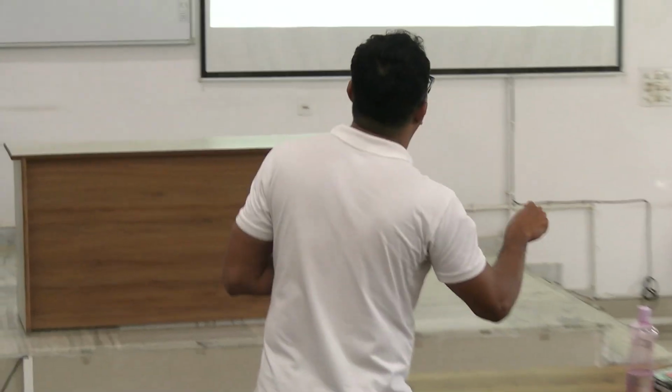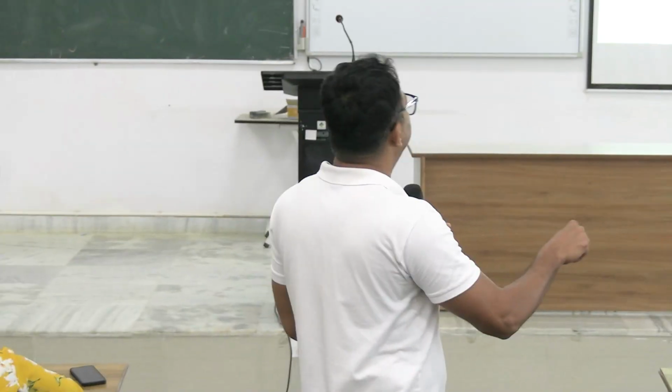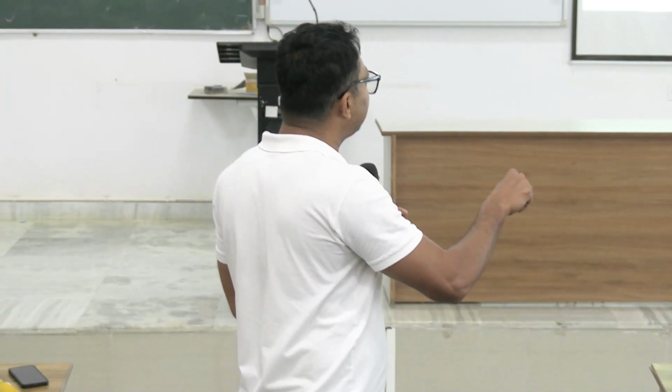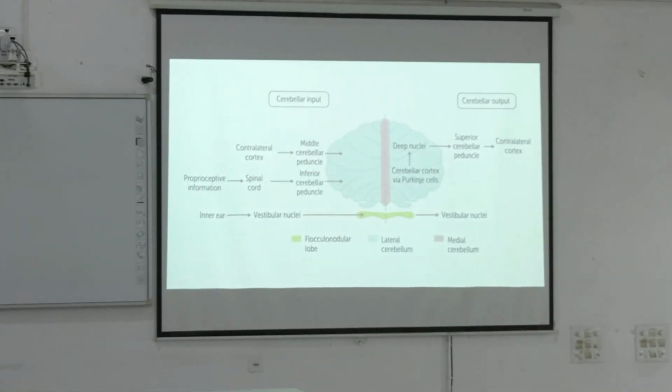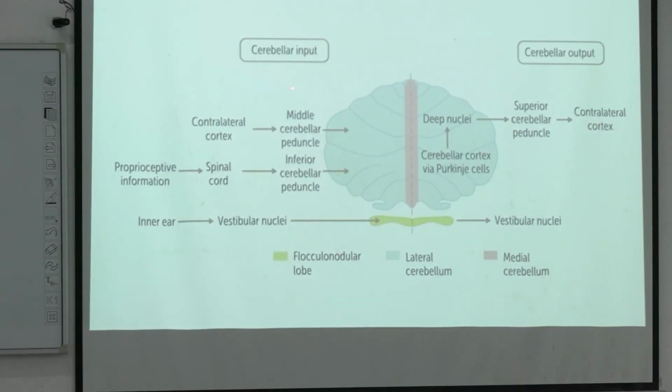So the question is, what are the nerve fibers that are coming to cerebellum and what are the nerve fibers that are exiting from cerebellum? This is the simple question: what is the input to cerebellum, what is the output, right? Cerebellum receives input from the contralateral cortex, the opposite cortex. The right cerebellum receives input from the left cerebral cortex.